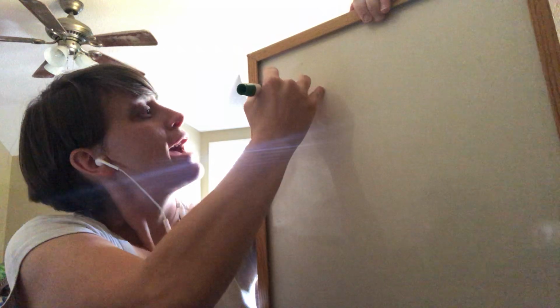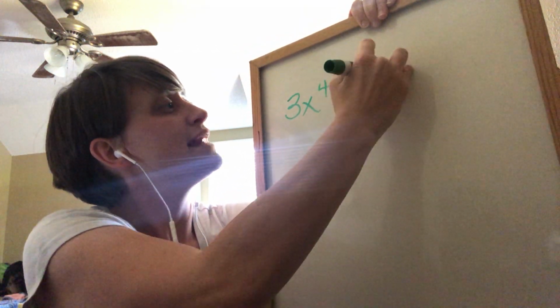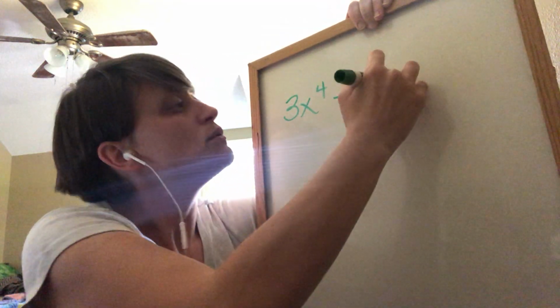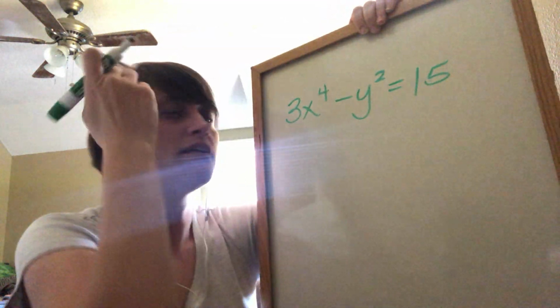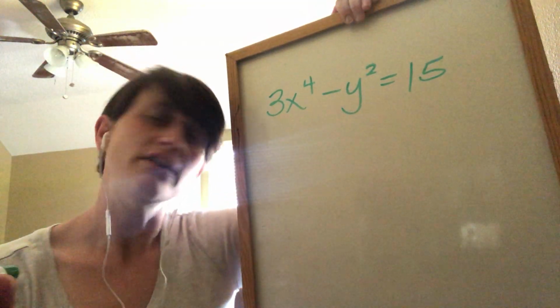And this next one, I actually made a mistake in the notes. It should be 3x to the fourth minus y squared equals 15. The way I wrote it is not a very interesting problem. It's not an equation in two variables either.